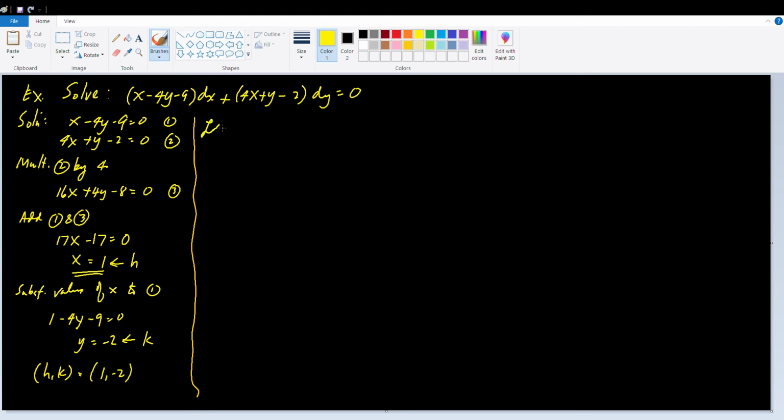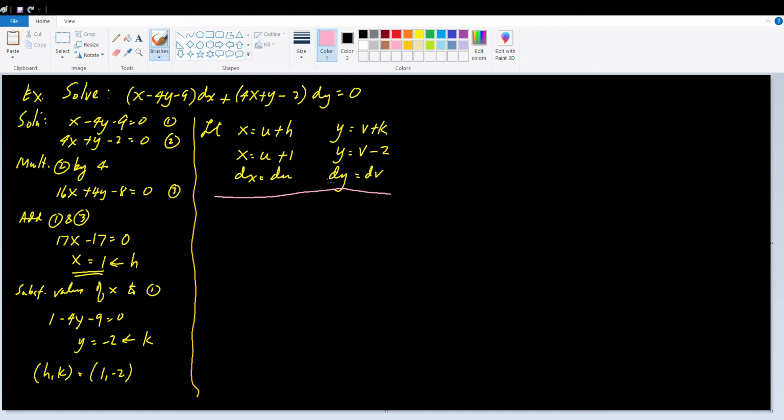So let x be equal to u plus h, or x equal to u plus 1. So dx is equal to du. And also y equal to v plus k, or y equal to v minus 2. So dy equal to dv. Okay? So we substitute this to our equation.